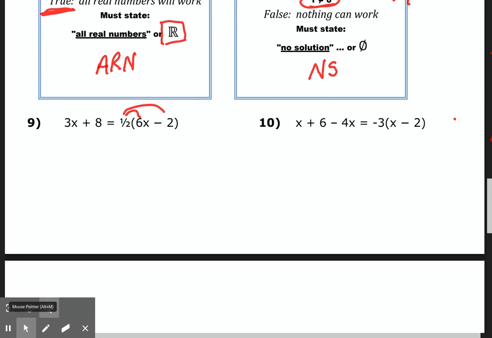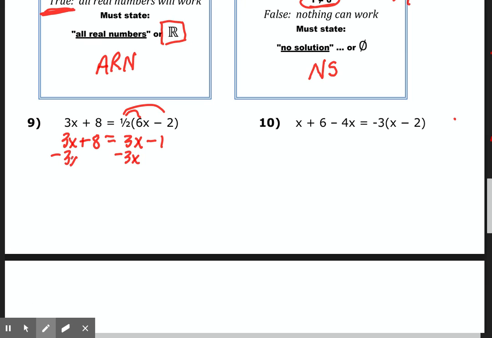All right. So I've got 3x plus 8 equals half of 6x is 3x, and half of -2 is -1. So look what will happen. If I subtract my 3x from both sides, here and here, is 8 equal to -1? No, it is not. So therefore it is no solution. Or you could do a circle like that.